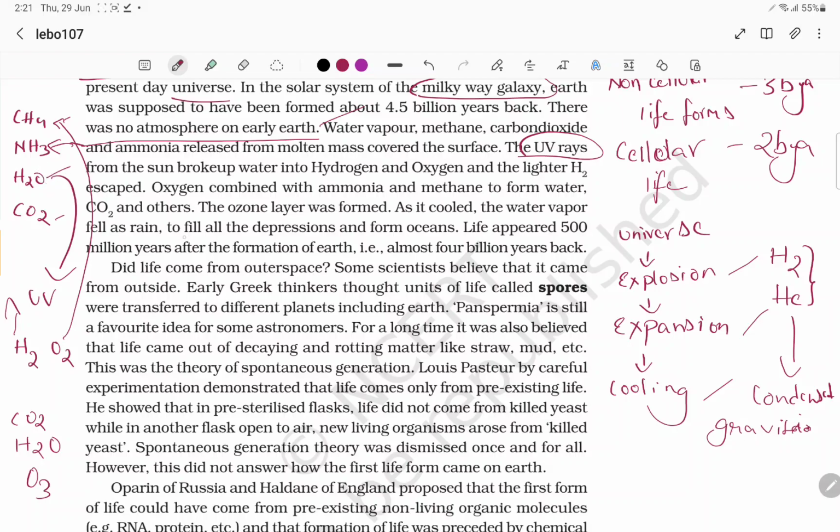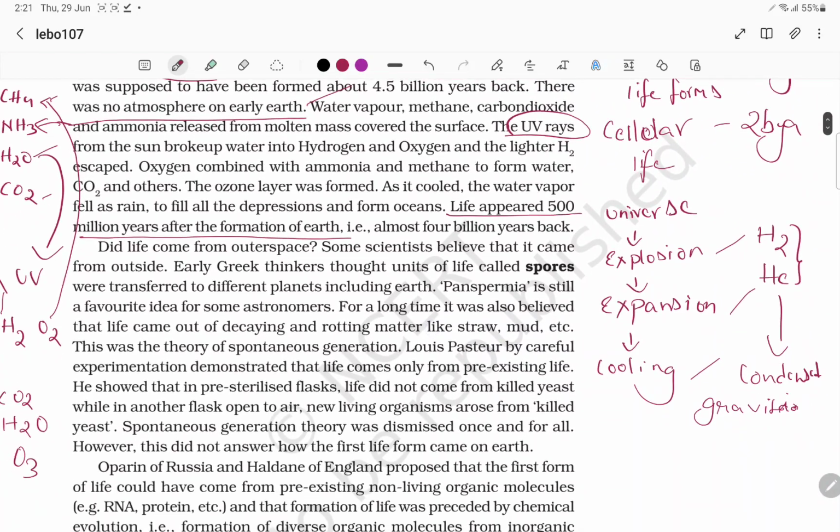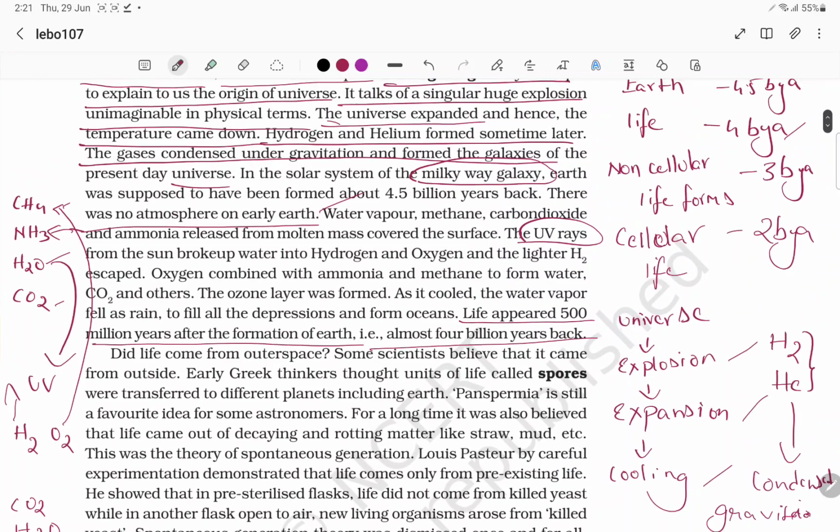Right? And fill all the depressions of the ocean. So this is how the earth is formed. Life appeared 500 million years after the formation of earth. So that means it took 4 billion years from date. So almost 4 billion years back, because we told the earth was formed 4.5 billion years ago.